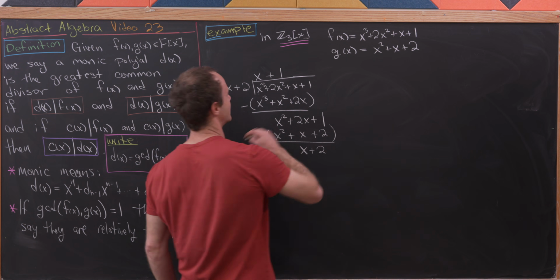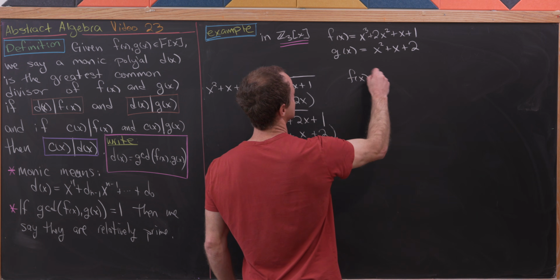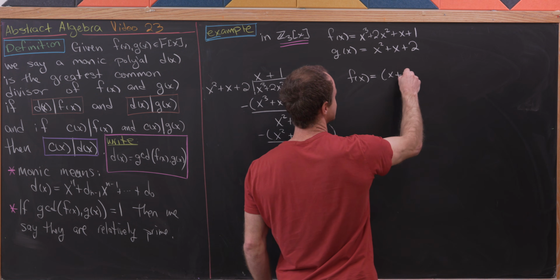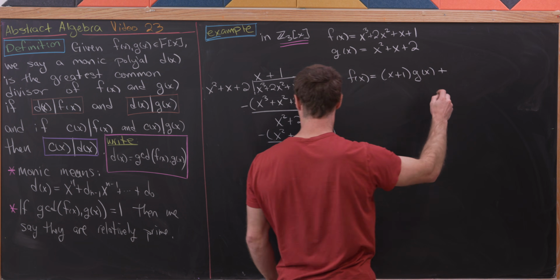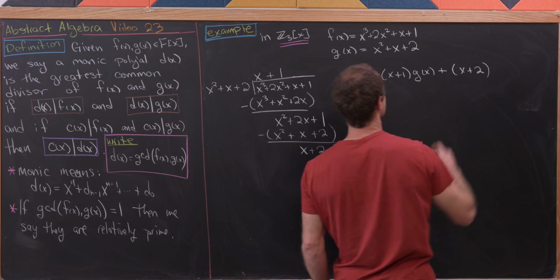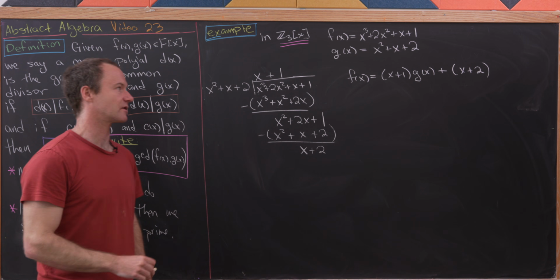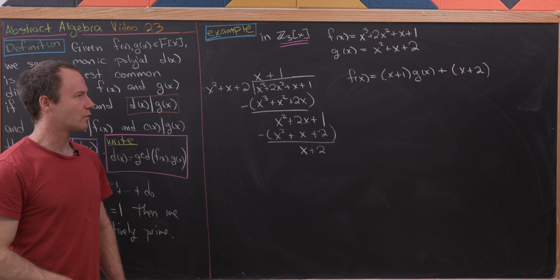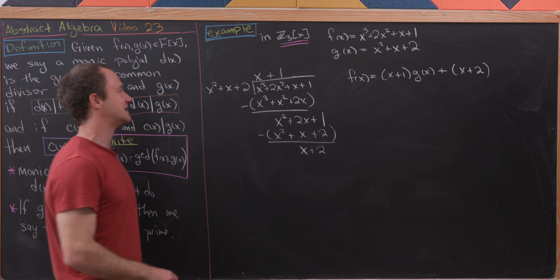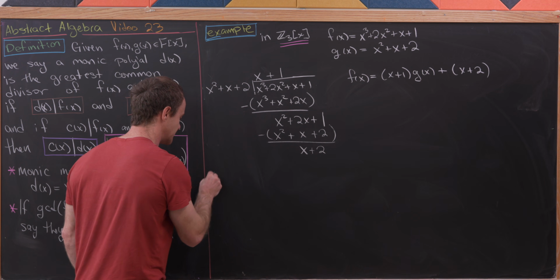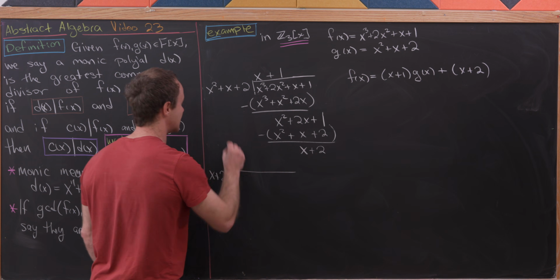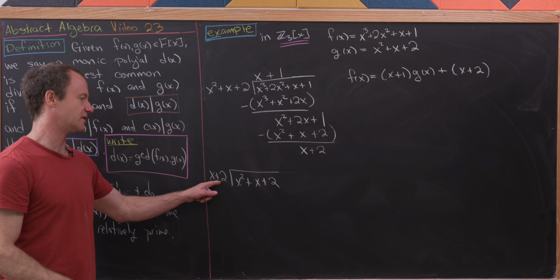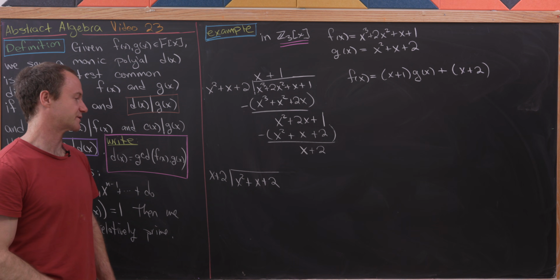So let's see. That means that we can write f of x. So I'll use this shorthand here. That's this term right here as x plus 1 times g of x plus x plus 2. So there we have the quotient and remainder version of this division that I just did. Okay, now we're going to repeat the process. So now we need to divide g of x by x plus 2. So this is x plus 2 dividing into x squared plus x plus 2. Because the new dividend is the old divisor and the new divisor is the old remainder. Okay, those were the words.